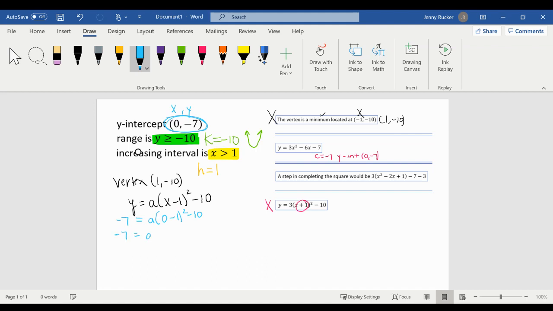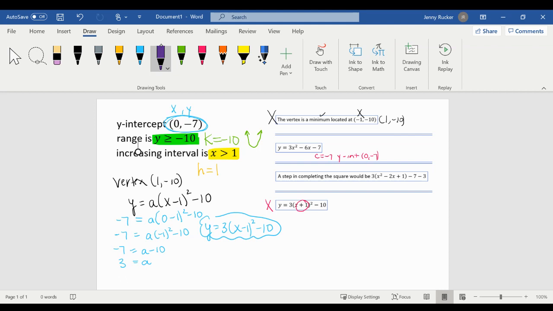So that's going to be -1 squared, which is just 1. So this becomes a minus 10. Add 10, and we get a is equal to 3. So my vertex form is y equals 3 times x minus 1 squared minus 10. So we have our vertex form equation.